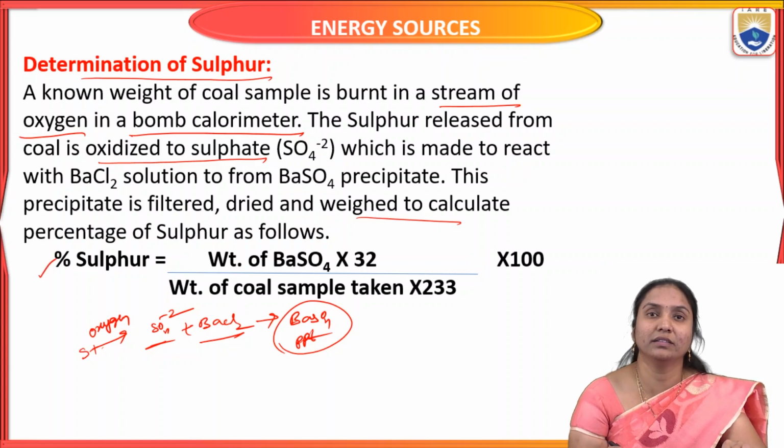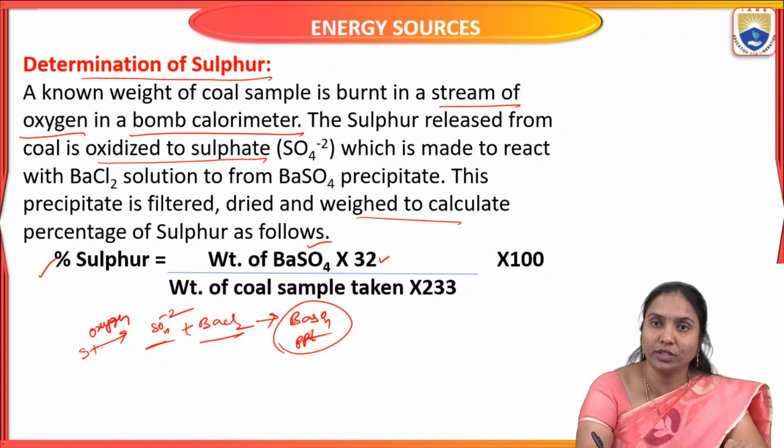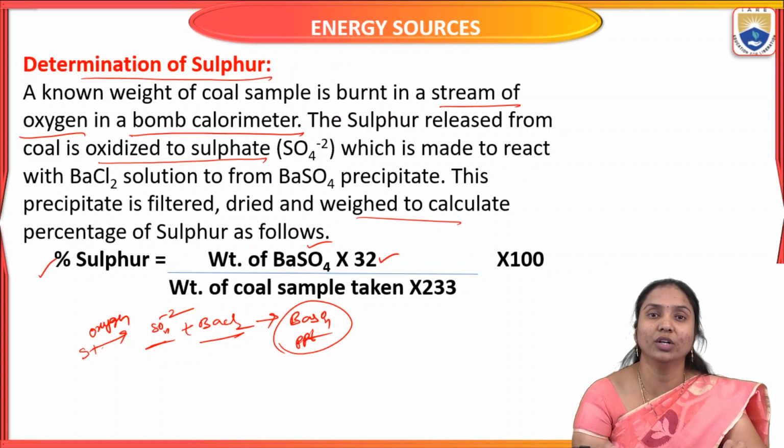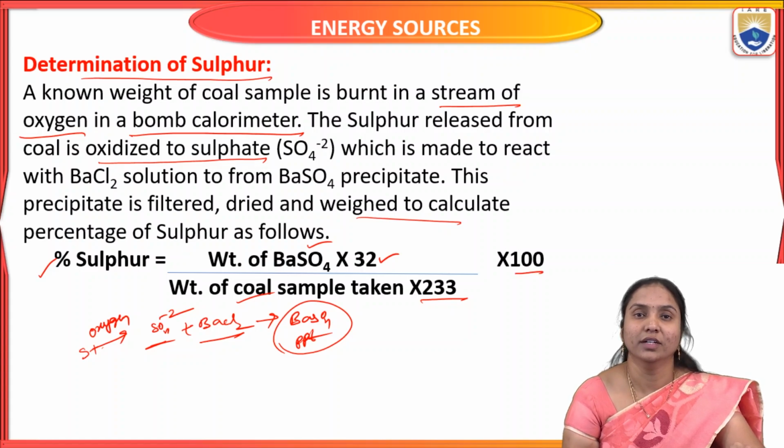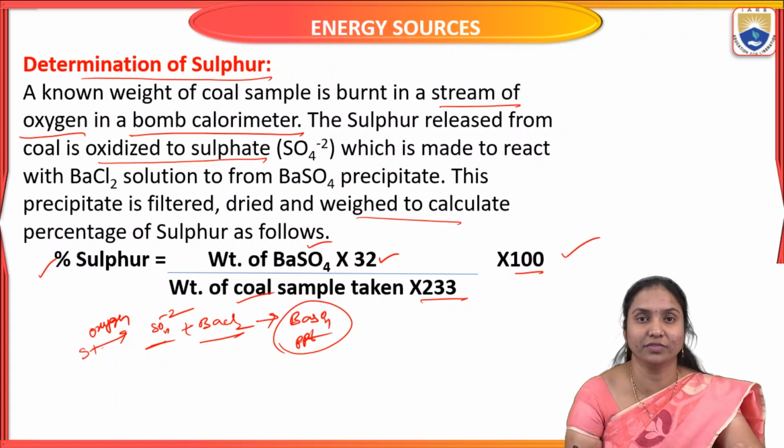So how can we determine the percentage of sulfur present in the coal sample? It is equal to the weight of barium sulfate into 32, where 32 is the atomic weight of sulfur, divided by the weight of coal sample taken into 233, which is the molecular weight of barium sulfate, into 100. This is the formula used for determination of sulfur present in coal sample.